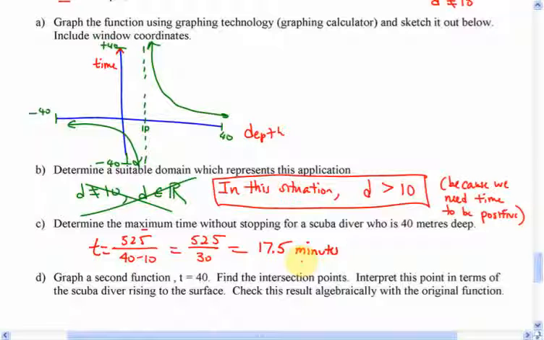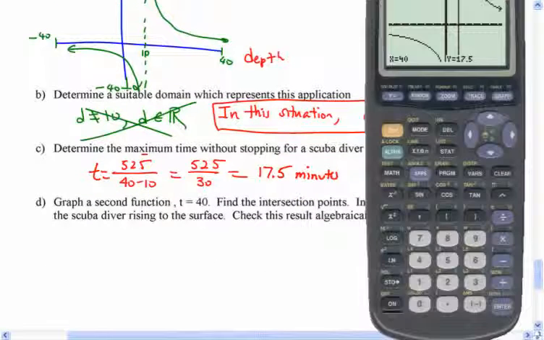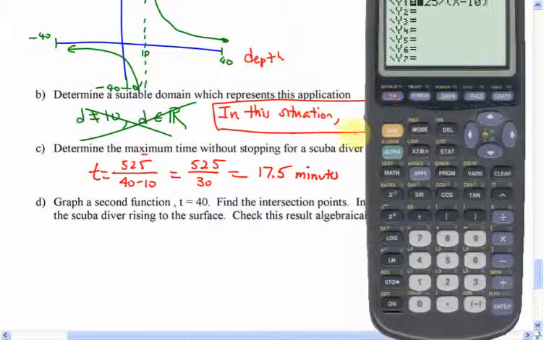Now, how about the next part here where it says graph a second function t equals 40. Then I want you to find the intersection points, and then I want you to interpret this point in terms of this situation. So what I'd like you to do now with your graphing calculator is let's see if you can figure out what the value is first. So I need t equals 40. Perhaps you plug in y2 as 40.